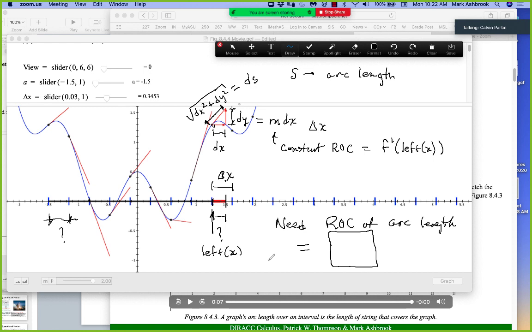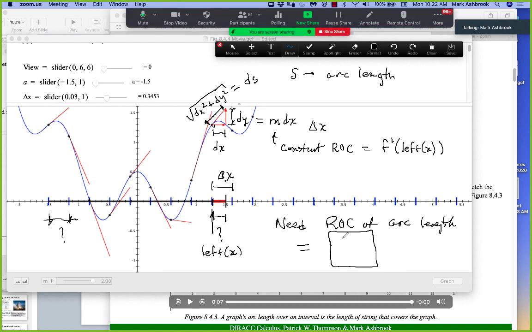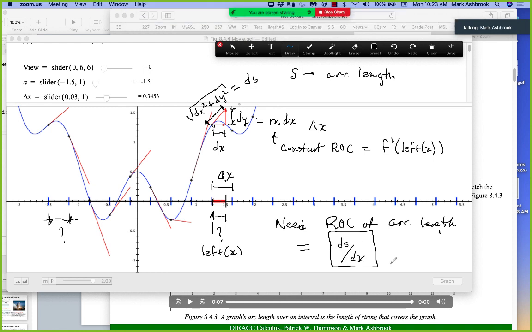Is it radical dx squared plus f prime of left x? I'm not looking for a formula yet. I'm looking for the notation that we're going to use that represents rate of change of arc length. Notation. Do you mean R subscript S of x? Okay, so I think someone said it. Someone was close. ds dx, right? It's the rate of change of arc length, where x is our independent variable.